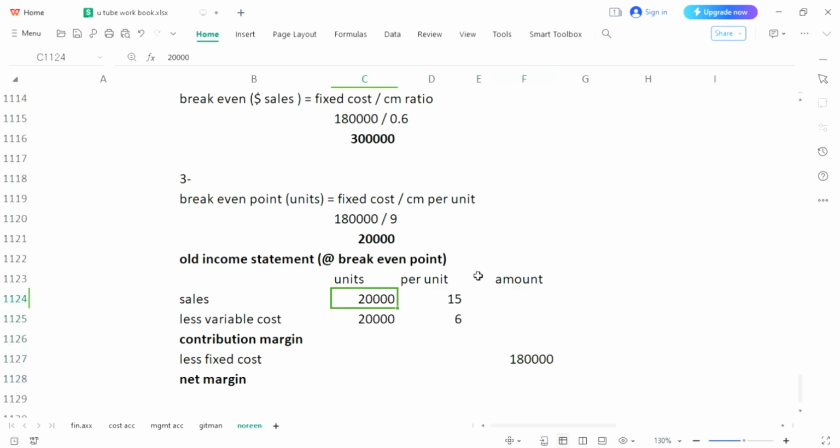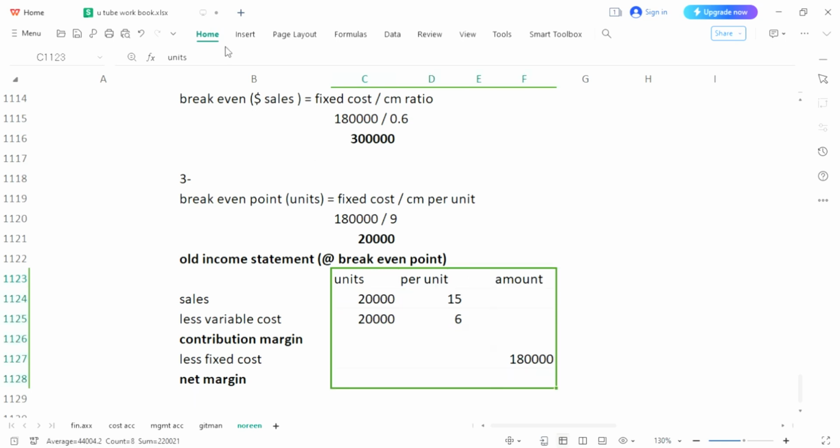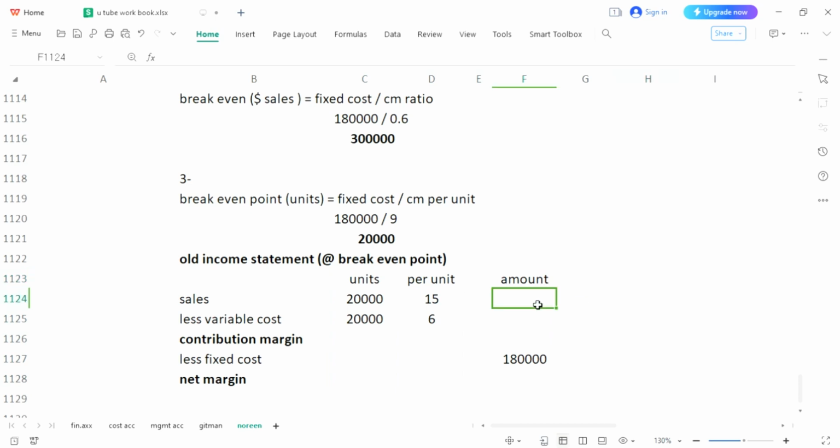Now we will calculate amounts. First, to calculate sale, we need to multiply units with per unit to get our amount. So how many units? 20,000 we have already mentioned, and we need to multiply it with per unit, which is 15. So the amount has been calculated. Here we are making the income statement. Now we will calculate our variable cost, units multiplied by per unit. Units are 20,000 and it would be multiplied by per unit, which is 6. So we have calculated variable cost as well.